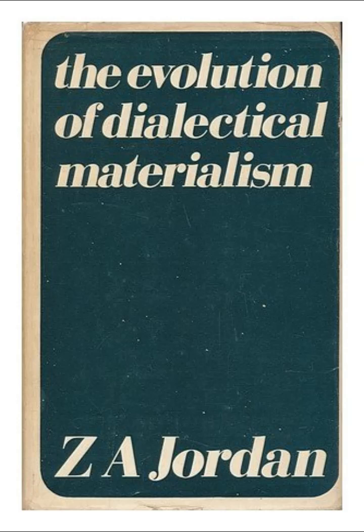"It is true," Engels wrote, "that nature was obviously in constant motion, but this motion appeared as an incessant repetition of the same process." Engels, Anti-Dühring.